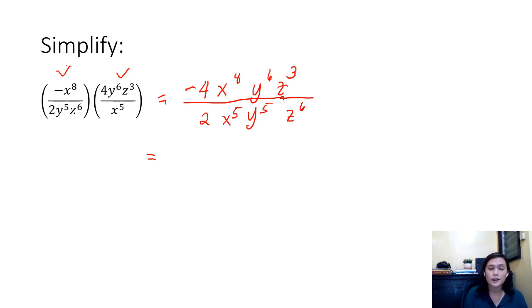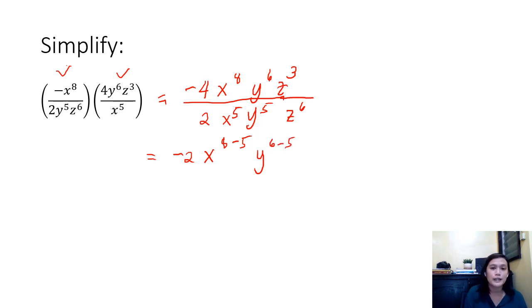So negative 4 all over 2, that's negative 2. Then you have x, right? X, kasi same sila, x divided, x raised to 8 all over or divided by x raised to the 5th. This is equal to x raised to 8, una si numerator, minus exponent ni denominator. So 8 minus 5. Then simply copy the variable y. So y raised to 6 divided by y raised to the 5th. So you will have y raised to 6 minus 5.